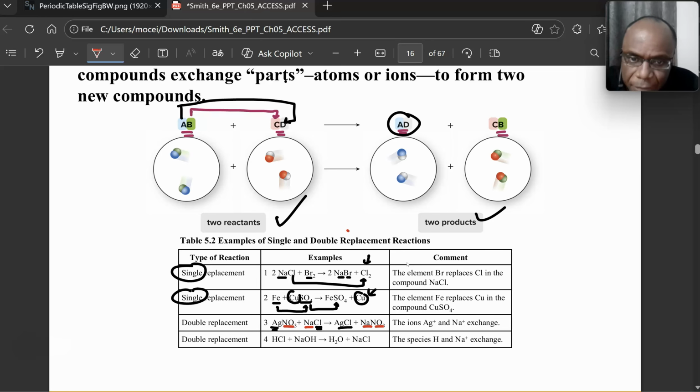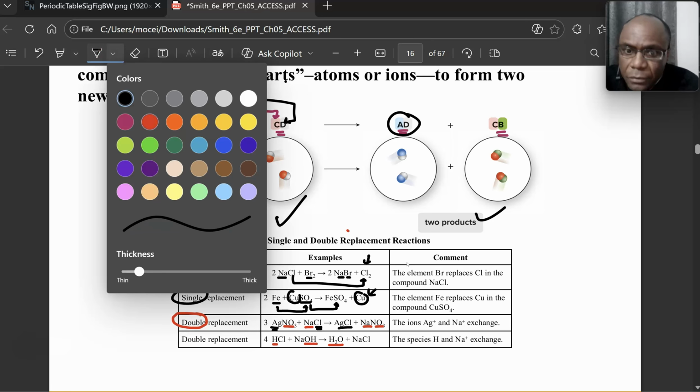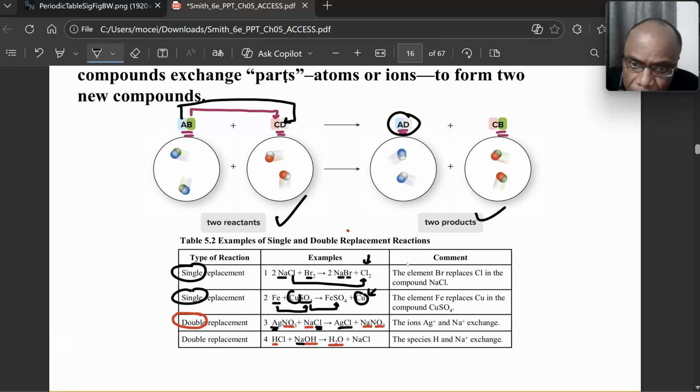to give you sodium nitrate. There was swapping of partners, double swapping of partners, so double replacement. Here the hydrogen picks up the OH to give you water, and the sodium picks up the Cl to give you sodium chloride. Double replacement. So those 4 examples show you examples of replacement reactions.